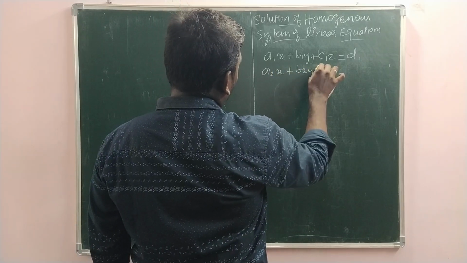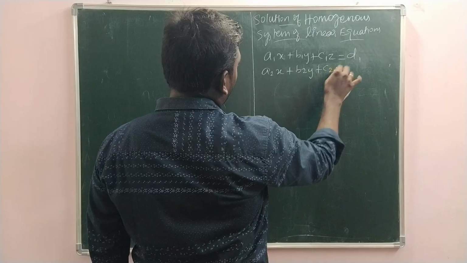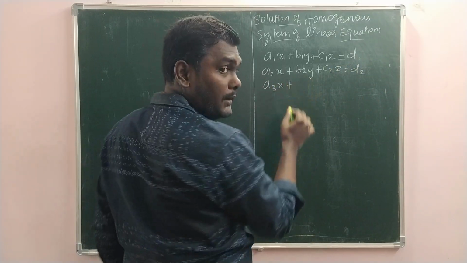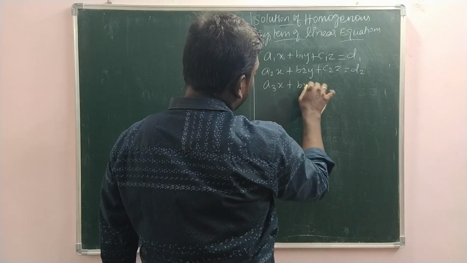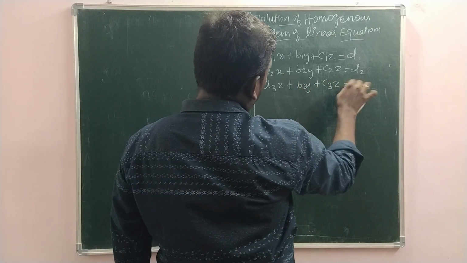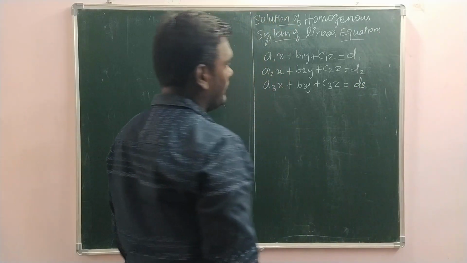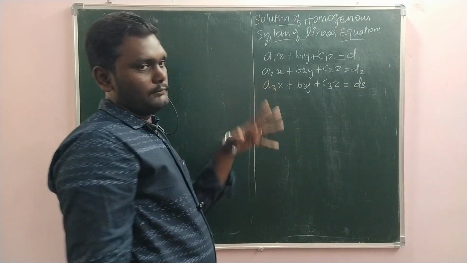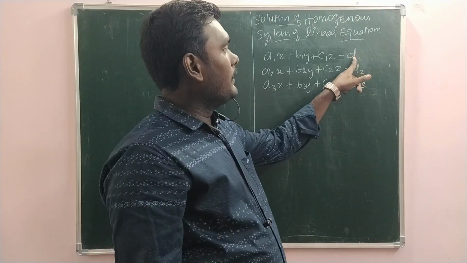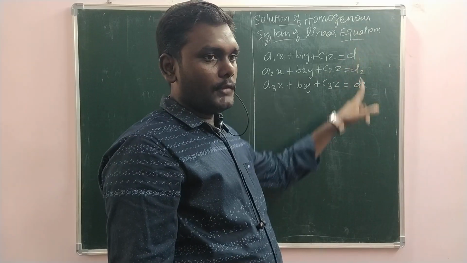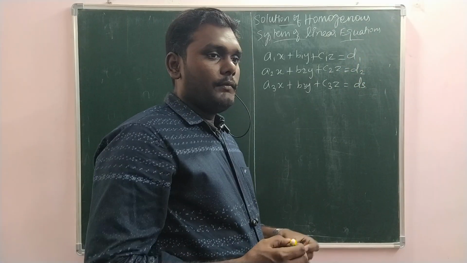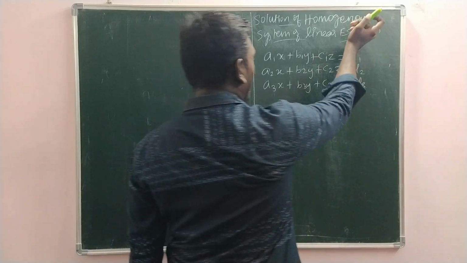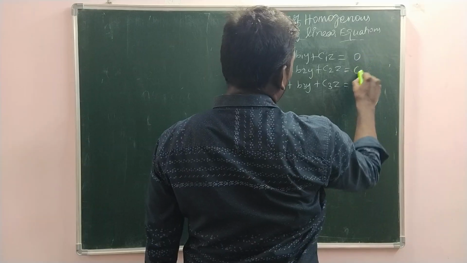a2x plus b2y plus c2z is equal to d2, a3x plus b3y plus c3z is equal to d3. Okay, this is what we have seen in the previous one. So in this, if d1, d2, d3, all three become 0, we say it is a homogeneous system. That's all. Instead of d1, d2, d3, we'll have all zeros.